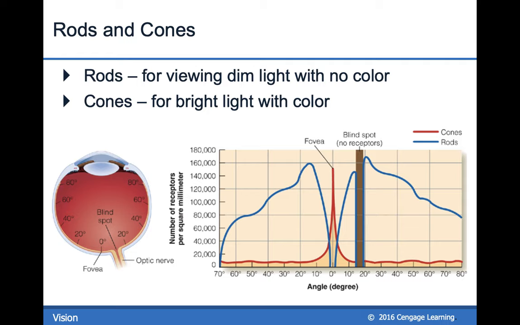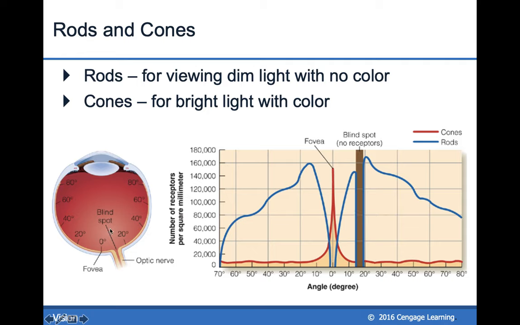That's why if you're in your room and it's dark, you can't see color very well, and that's because the cones only work best with bright light. Your rods are picking up even in dim light. They don't work better in dim light, but they can pick up more light than your cones can.